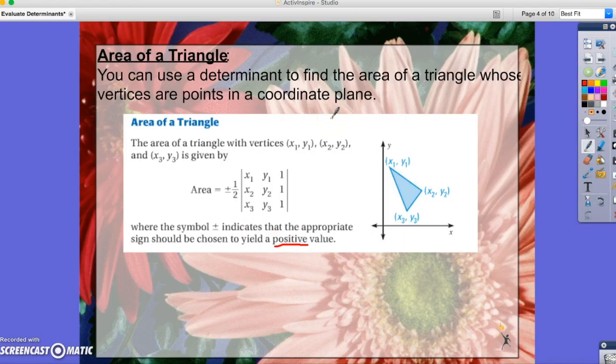What do you know about a triangle? Don't you know area is 1/2 base times height? So that's sort of where we get the 1/2. A triangle is usually half of a rectangle.